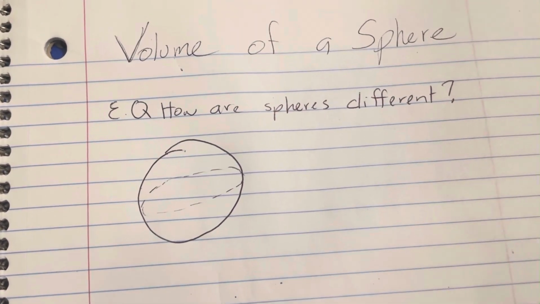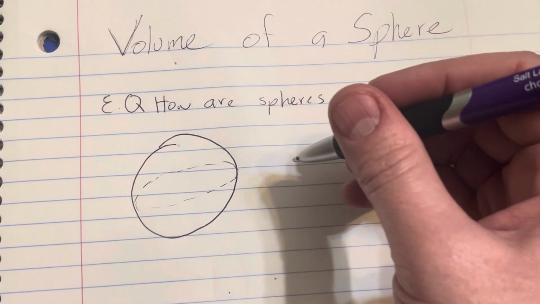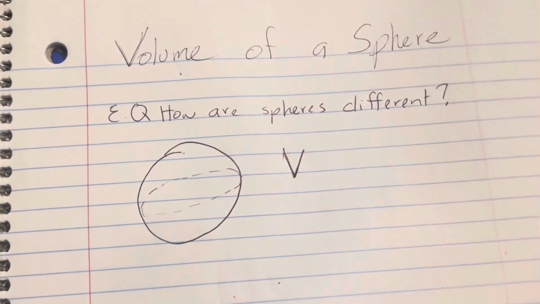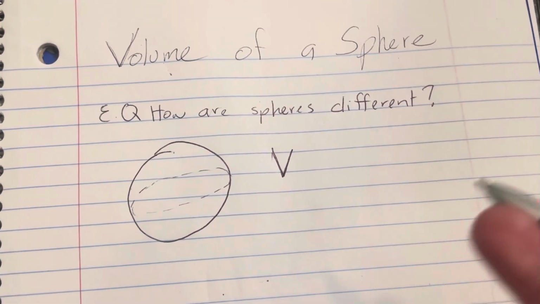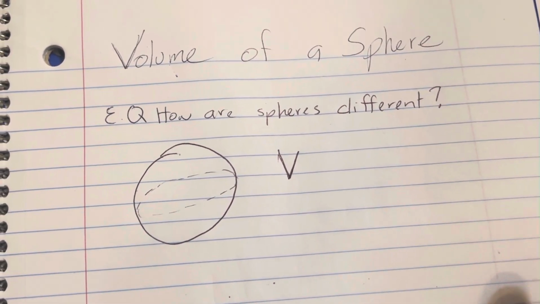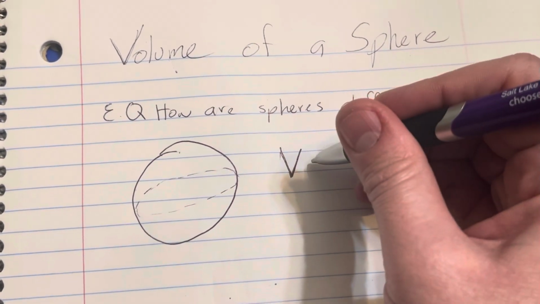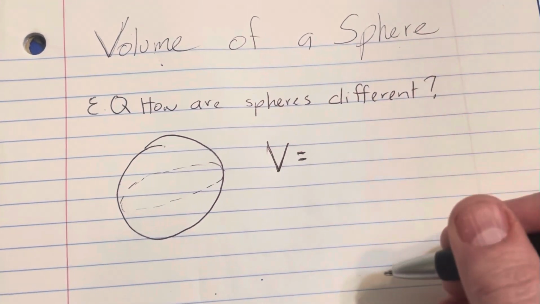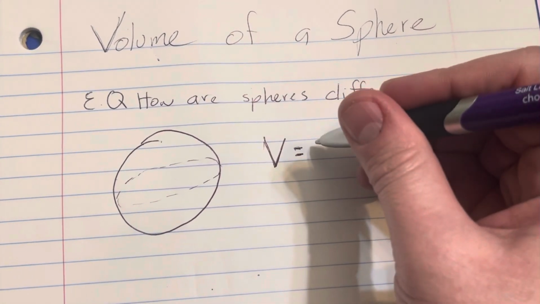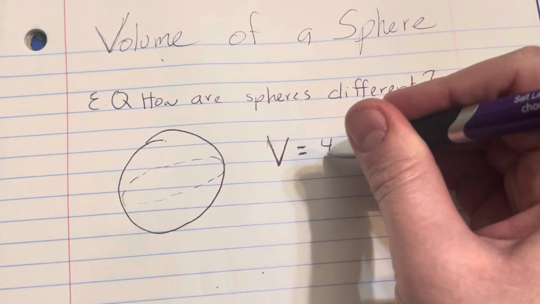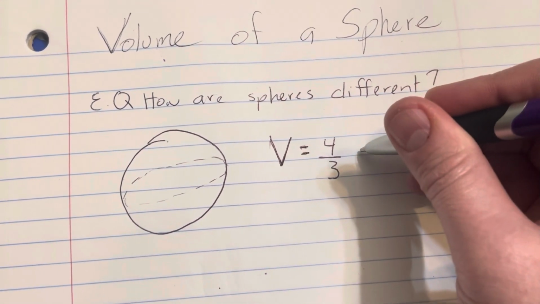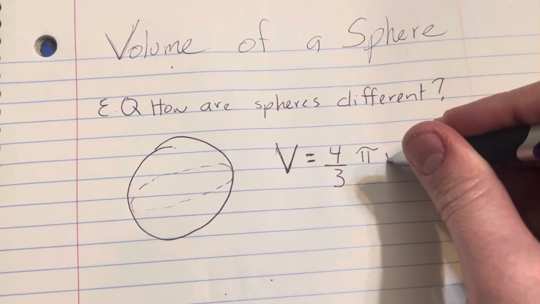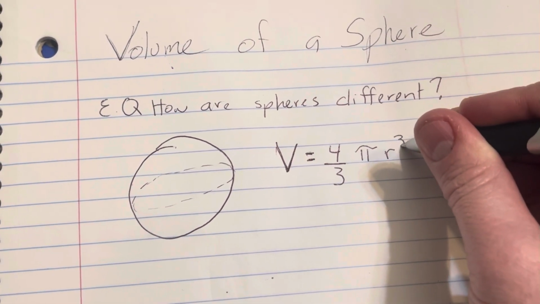Okay, now as we learned in our last video, the formula for finding the volume of a sphere is quite different than finding the volume of a cone or a cylinder. This one's a little bit more complicated, so let's go ahead and write it down. What we saw in the video is volume equals 4/3 times pi times r to the third power.